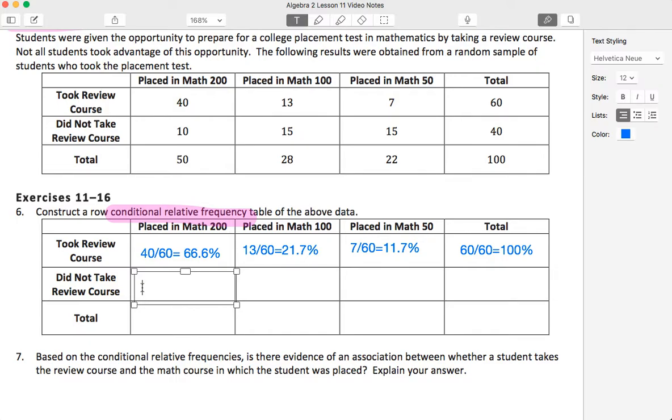Okay, so people who did not review, that's 10 out of 40 people, which is 25%. Not very many. And if you did not study, 15 out of 40 got into Math 100, which is 37.5%. Then we have also 15 divided by 40, which is 37.5%. In total, we should get 40 divided by 40, which is equal to 100%.